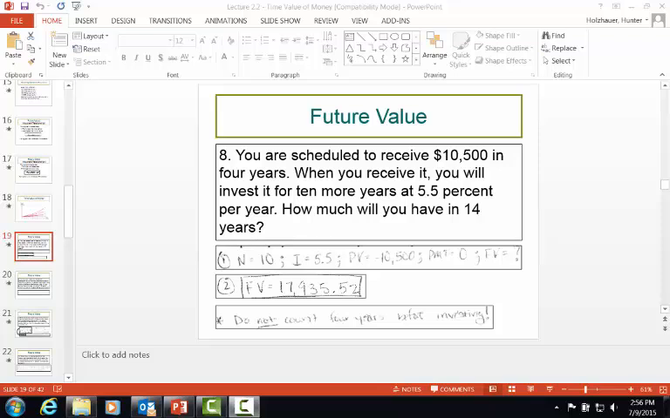$17,935.52. Now remember, one of the most common mistakes to make here is that some students will add the 4 years and put 14 in for N, where it's only been invested for 10 years. So if you invest $10,500 for 10 years at an interest rate of 5.5%, you're going to end up with a future value of $17,935.52. So a couple more years and you probably would have doubled your money.